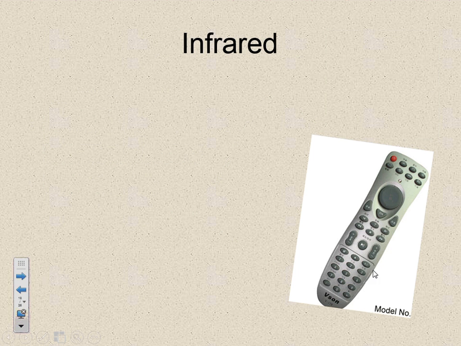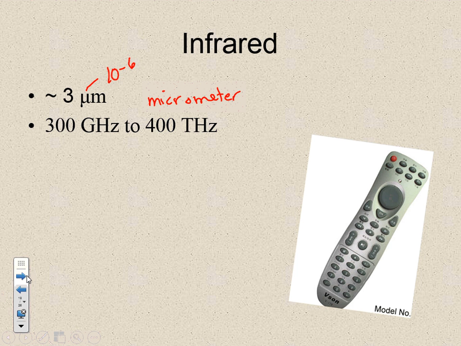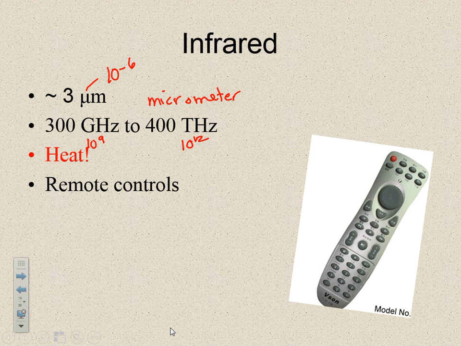Infrared. Infrared waves, we know it as heat, but it's also used in your remote controls. The wavelength is 3 micrometers. This stands for 10 to the minus 6. The word I just said was micrometer. Its frequency, 300 gigahertz, 10 to the ninth, to terahertz, 10 to the 12th. So we're getting higher and higher in our frequencies. We know it as heat, and it's used for remote controls. So we can't see it, but your camera can pick it up as a flash or, say, a video camera.